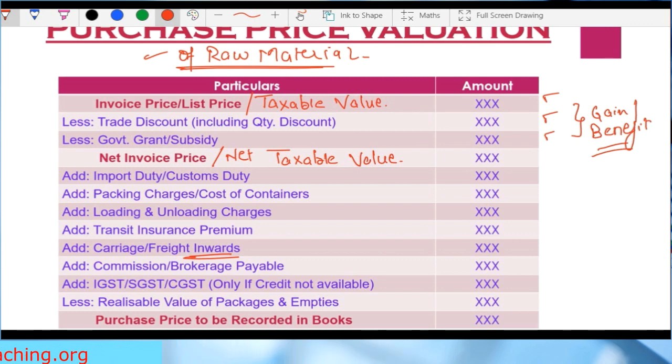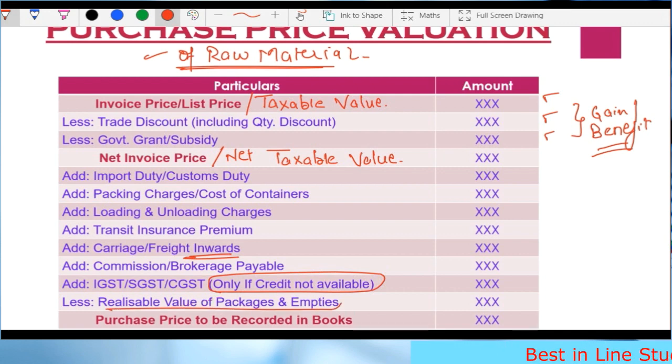Add commission or brokerage payable. Add IGST, SGST, CGST only if credit is not available. Now this is important, I'll explain this. Less the realizable value of packages and empties. Sir, what does it mean, the realizable value of packages and empties?